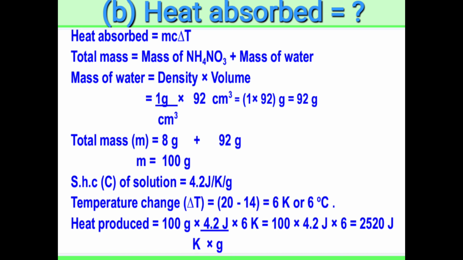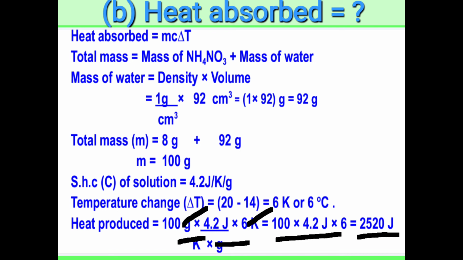Hope you're together. Now you can insert in your formula here. When we insert in our formula, we have our mass, 100 grams, the specific heat capacity, and the temperature change. If we insert in our formula, we are going to come to this. Now Kelvin cancels with Kelvin, grams with grams, and we come to this one. If we compute, we shall come up with 2520 joules. So therefore, we have calculated our heat produced.